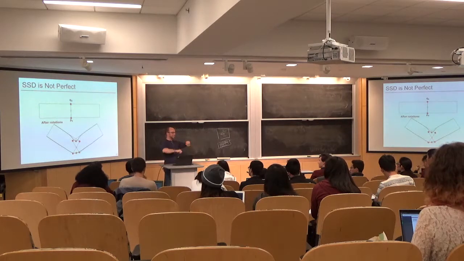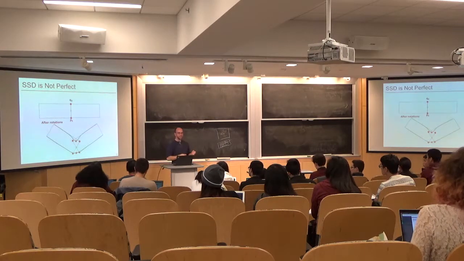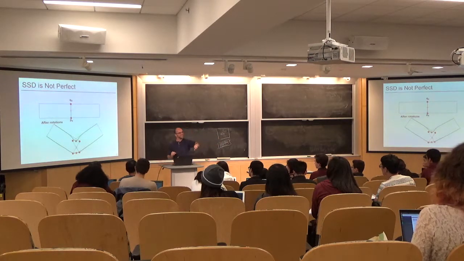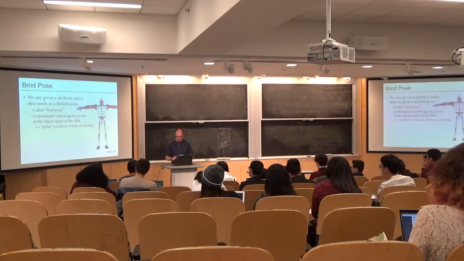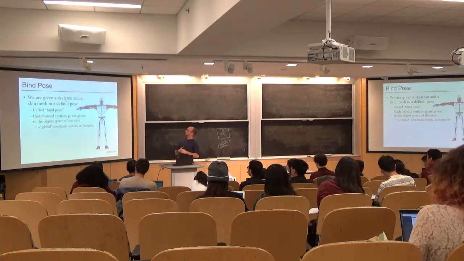Characters, as they bend and move around, when their arms bend in, somehow something weird happens and mass disappears. This is even worse when you twist, right? It's kind of like a candy wrapper. When you twist, your arm will just shrink in on itself, which is not so great. And there are all kinds of ways to get around that we can talk about later.